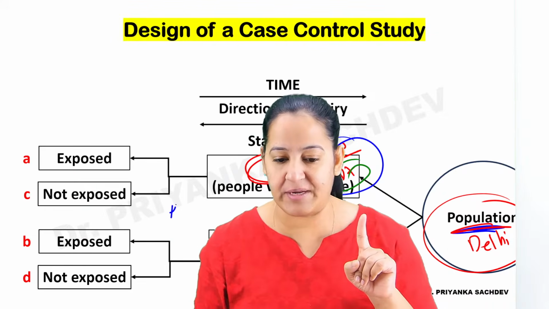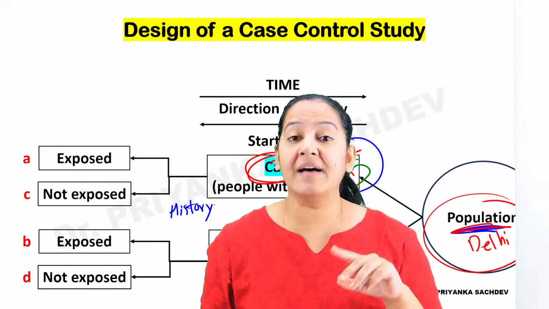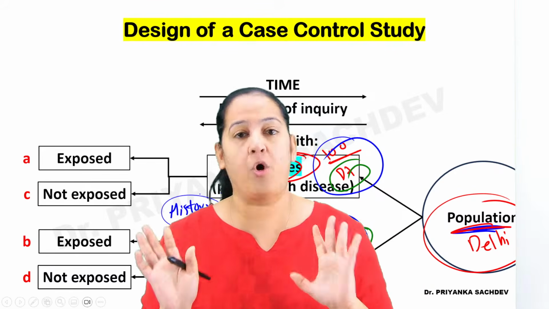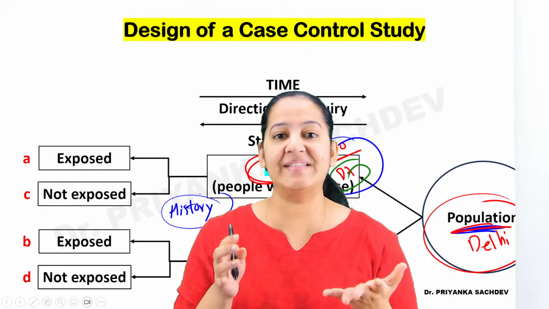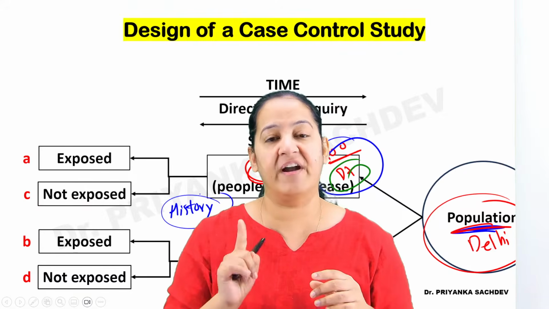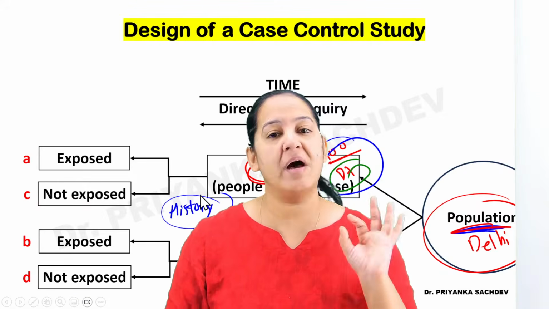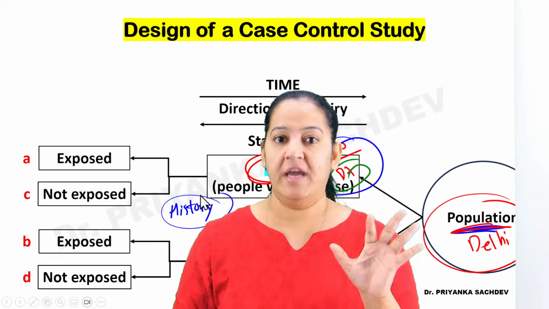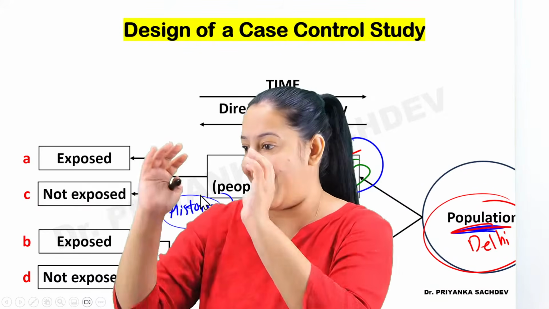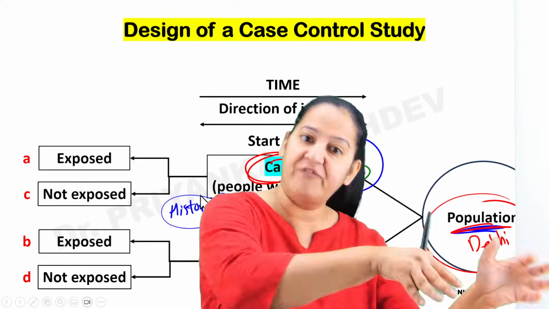I will take the history. I will take the history that in the last 10 years or last 15 years, do you smoke? Yes or no? If you smoke, what is the frequency? Do you smoke cigarette, BD or what? And what is the frequency? In one day, how many cigarettes, how many BDs? So I will take the history of exposure. Here this exposure is smoking. My hypothesis is smoking leads to lung cancer. I started with lung cancer and I am asking for the exposure.